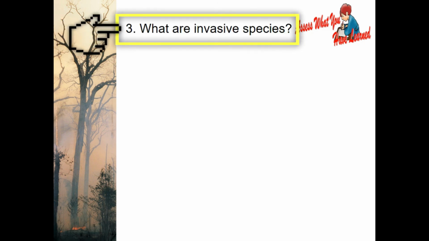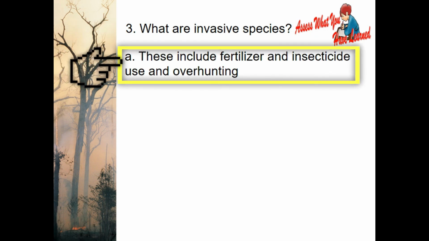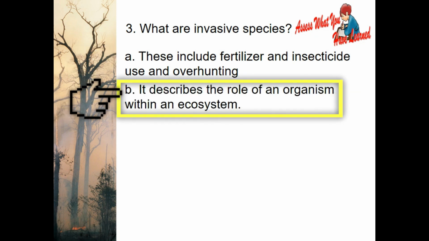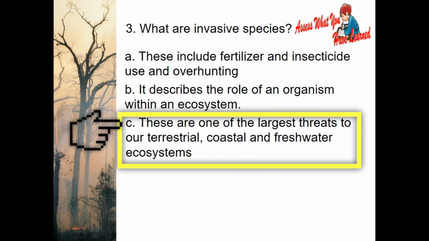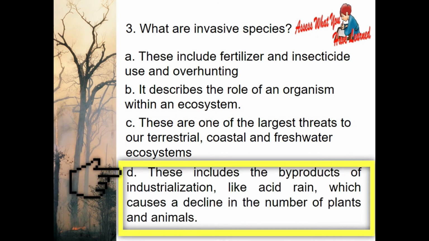Number 3. What are invasive species? A. These include fertilizer and insecticide use and overhunting. B. It describes the role of an organism within an ecosystem. C. These are one of the largest threats to our terrestrial, coastal, and freshwater ecosystems. And D. This includes the byproducts of industrialization, like acid rain, which causes a decline in the number of plants and animals.